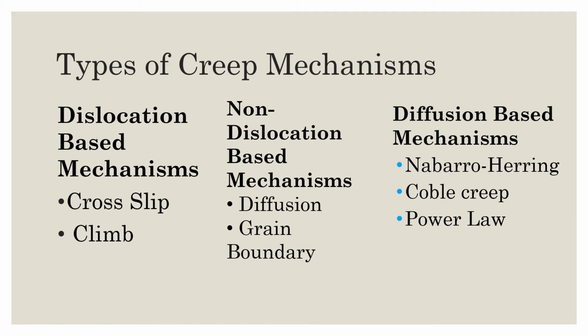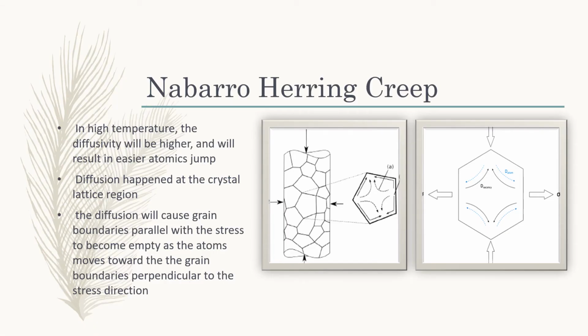Now I'm going to explain some of the examples. The first one is Nabarro-Herring creep. At high temperature, the diffusivity is higher and results in easier atomic jumps. Diffusion happens in the crystal lattice region. The diffusion will cause grain boundaries parallel with the stress to become empty as the atoms move toward the grain boundaries perpendicular to the stress direction.